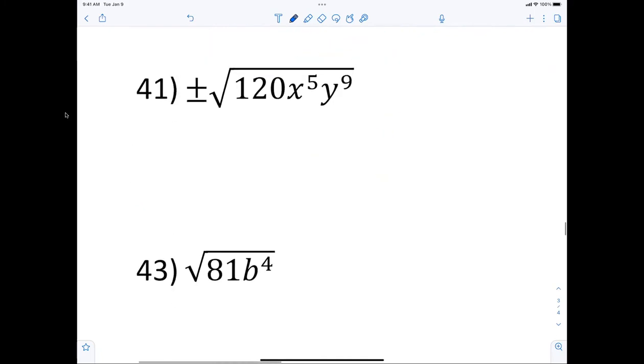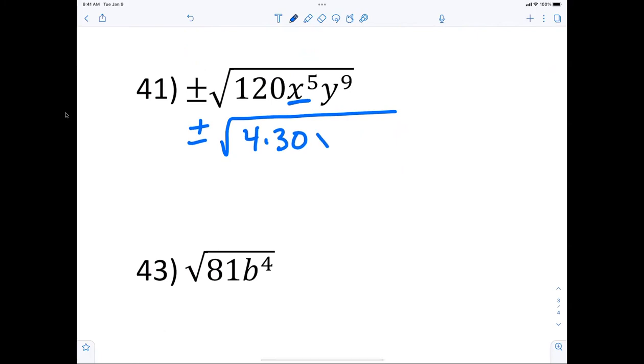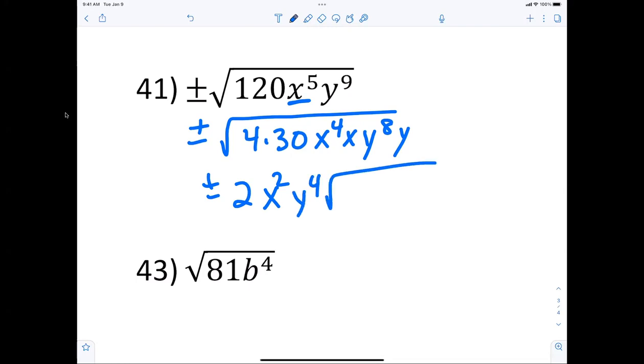All right, let's check out 41. It'll be 12 times... no, definitely not. 20 and 6. Which one of those is a perfect square? 4. 4 and 30. Thank you very much. X to the 5th becomes x to the 4th and x, and y to the 9th becomes y to the 8th and y. All right, come on, guys. Plus or minus what? 2. Then what? X to the 4th, or x squared. Then what? Y to the 4th. And what's left behind? Radical 30xy. Can we break down 30? No, there's no perfect square in 30.